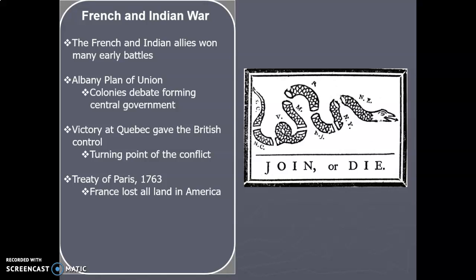So in 1754, Benjamin Franklin comes up with this Albany Plan of Union. And he said that the colonies, all 8 of them, need to join together and form a central government.